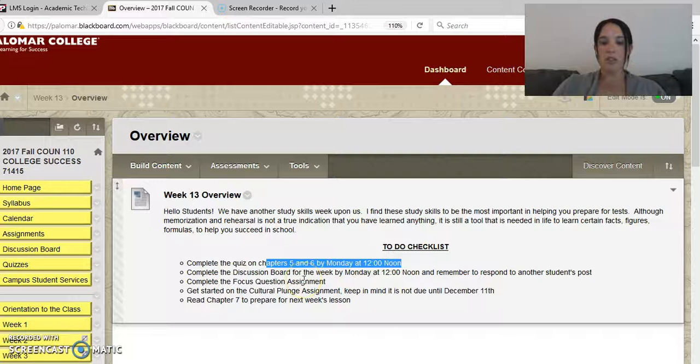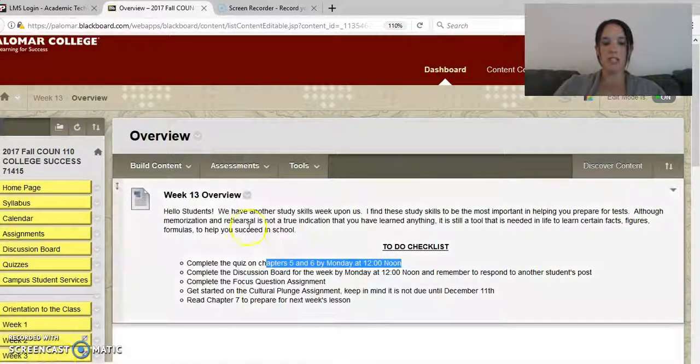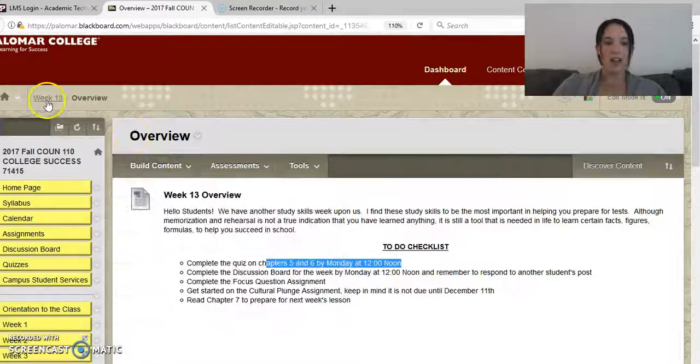The discussion board I'm going to talk you through in just a second. And then your focus question assignment. And then also the introduction of the cultural plunge assignment, which was introduced last week. And so I wanted to talk a little bit about that as well. So let me go to our discussion board for this week.